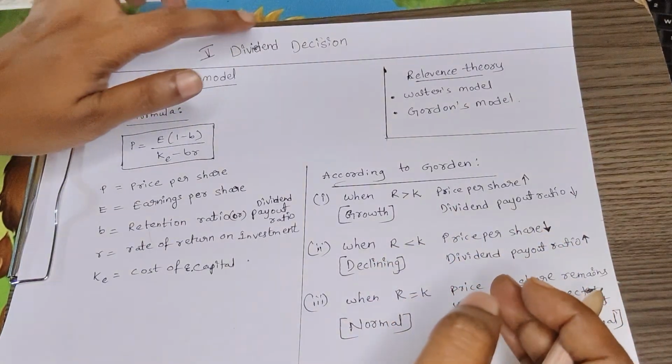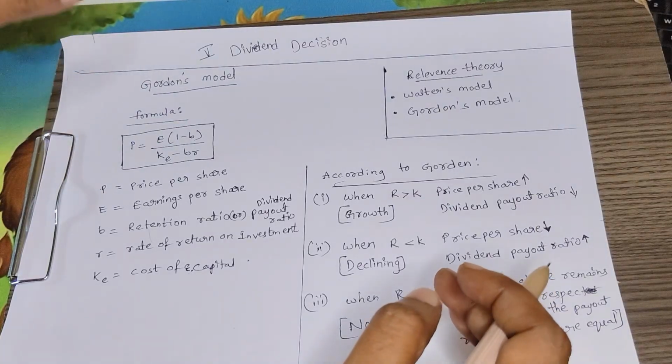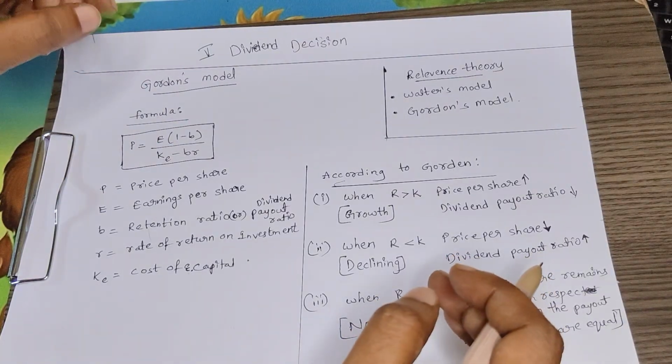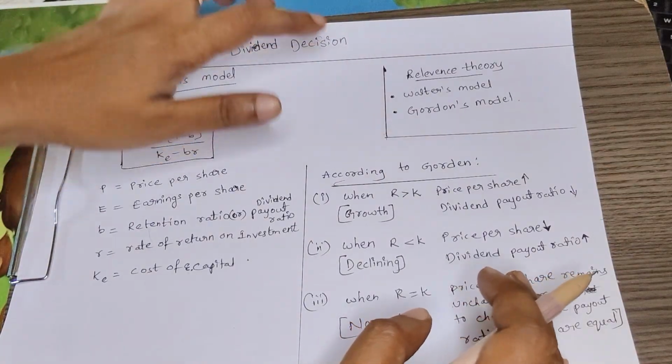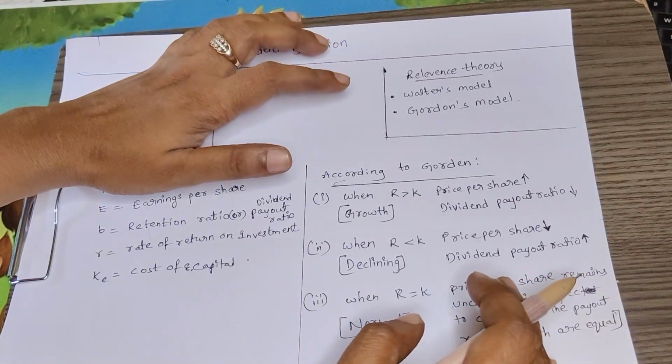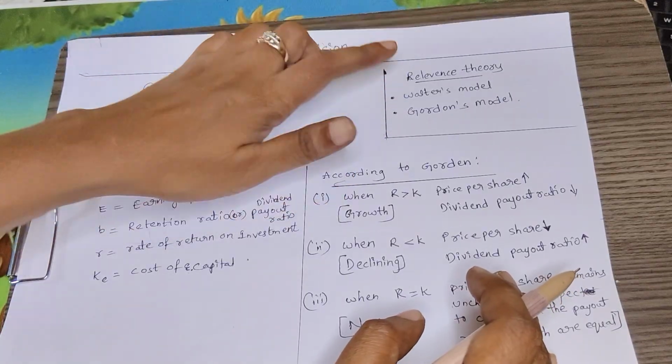Today we will see dividend decisions. This is the fifth unit of Fundamentals of Financial Management, BCom Finance second semester subject. In this unit we have two important problematic questions regarding Walter's model and Gordon's model. These two models are from relevance theory.